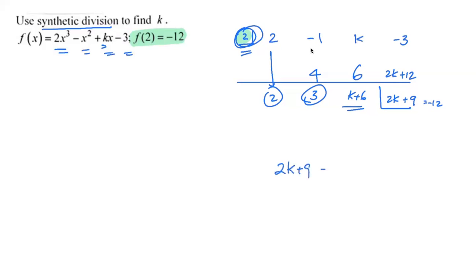So you just go ahead: 2K plus 9 equals negative 12. You subtract 9 on both sides. You have negative 21 on the right, 2K on the left, and then you have K equals negative 21 over 2.